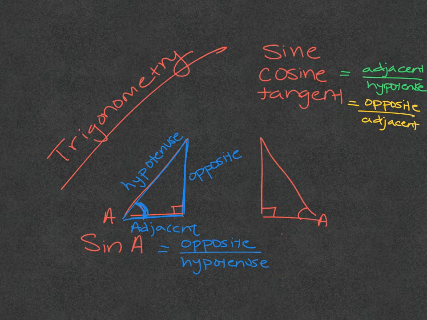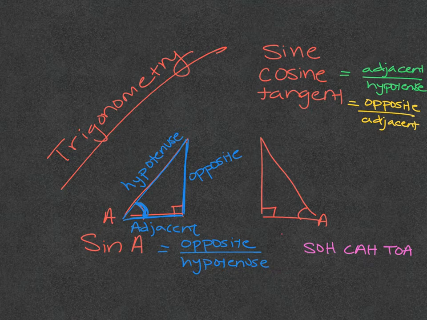One handy way that people like to remember these is by using this little shortcut, SOHCAHTOA. That is just a helpful tool. Sine is opposite over hypotenuse. Cosine is adjacent over hypotenuse. Tangent is opposite over adjacent. SOHCAHTOA.